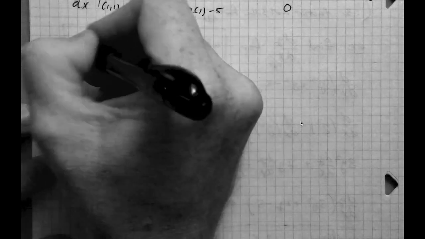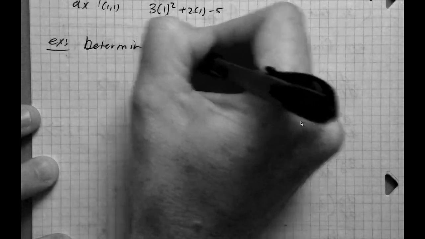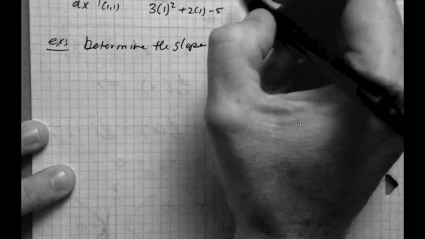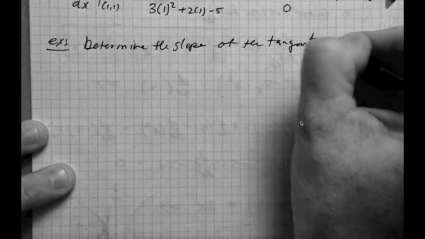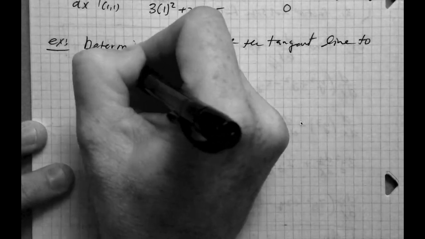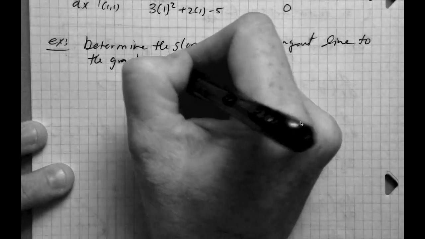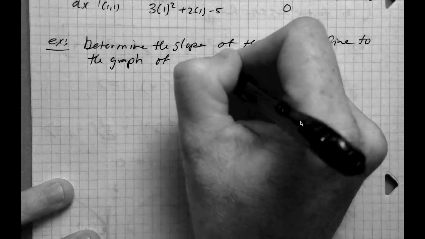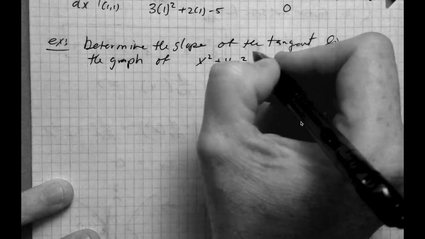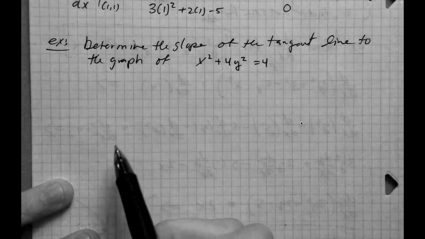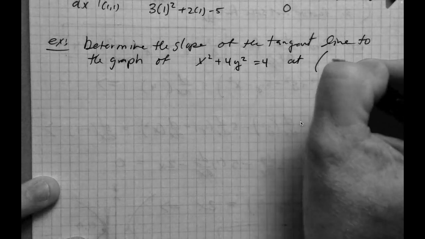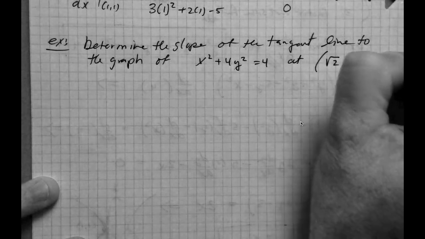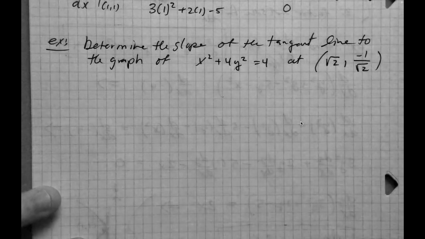Here, let's be really explicit in what we want to say. Let's determine the slope of the tangent line to the graph of x squared plus 4y squared equals 4 at the point (square root of 2, -1 over square root of 2).